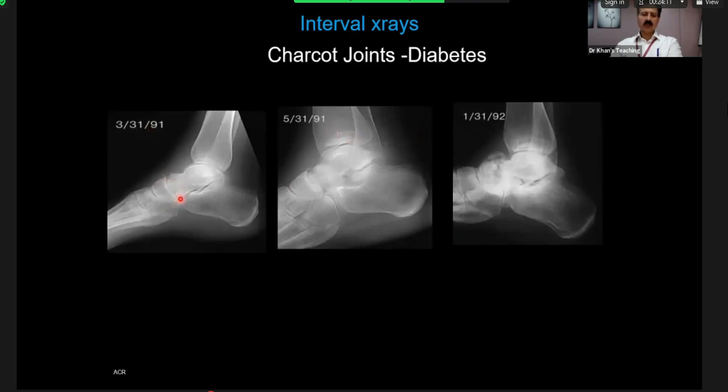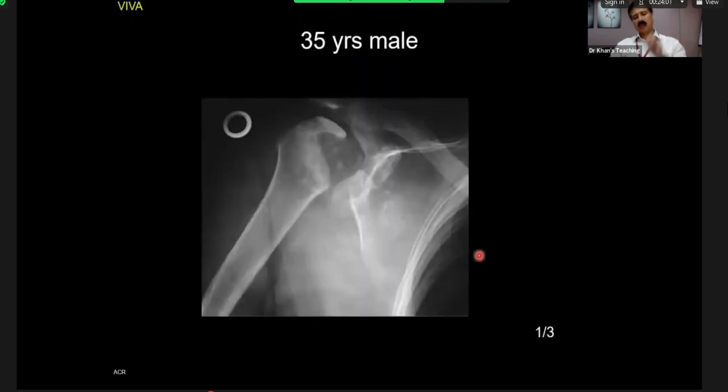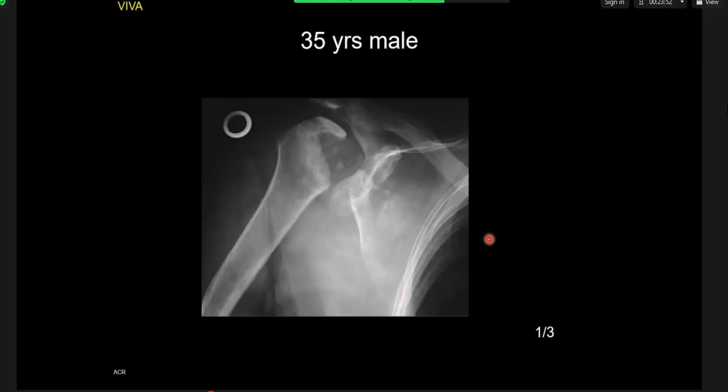In this one, you see how there is sclerosis and there is destruction and debris in the joints. This is another Charcot. This is a very nice film. Over to you. How will you describe this? This is a classical 2B film. Radiograph of the right shoulder in a 35-year-old male. There is bone destruction, increased sclerosis, and debris within the right glenohumeral joint.